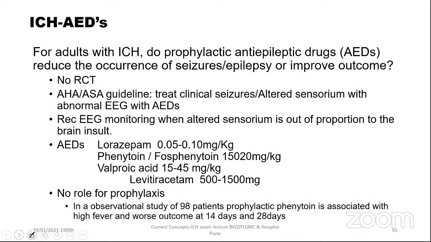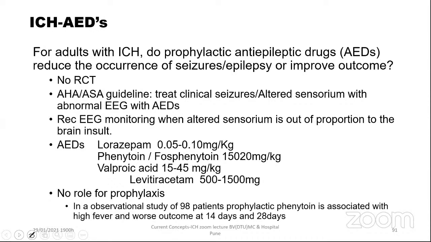And AEDs, another important thing. The neurosurgeons are very fond of recommending AEDs. For adults with ICH, do prophylactic anti-epileptic drugs reduce the occurrence of seizures or epilepsy or improve outcome? Initially there was no RCT, but subsequently another trial, which I'm going to show you, said there is no recommendation as a prophylactic medication, no role for prophylaxis. If seizures occur, you treat them.